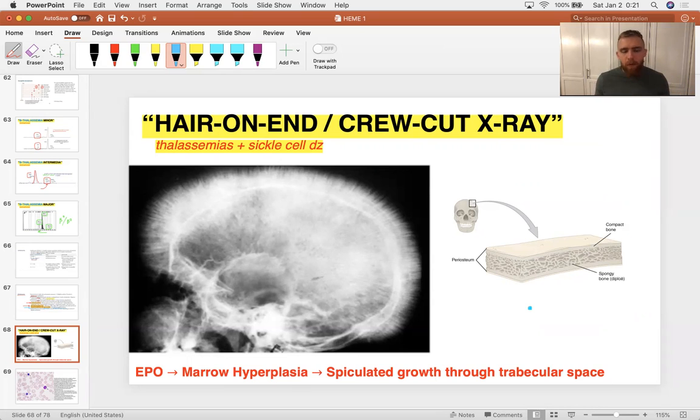And this is an example of, well, not extramedullary, but just the hematopoiesis that is occurring in a thalassemia. So what's going on here is you've got two layers of cortical bone in the skull, and then you've got kind of a spongy bone sandwich in between. And so this hair-like appearance on the x-ray is caused by cortical bone growing up and red blood cells replicating throughout the trabeculae of bone.